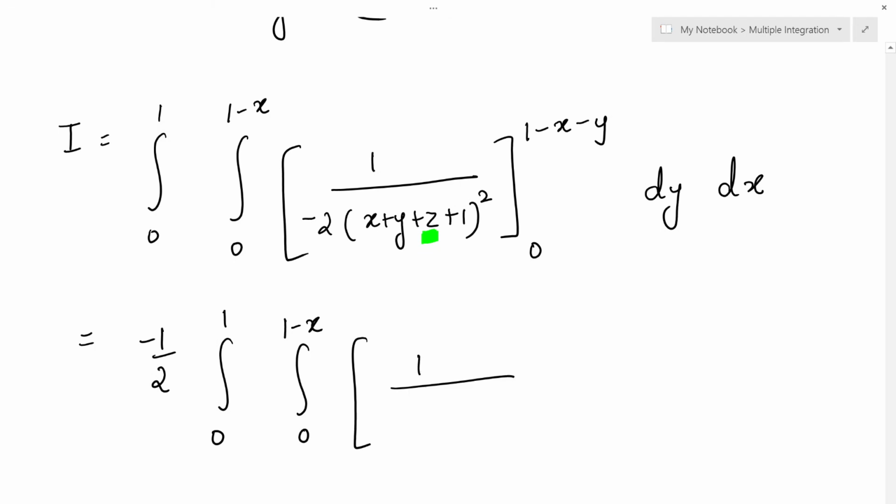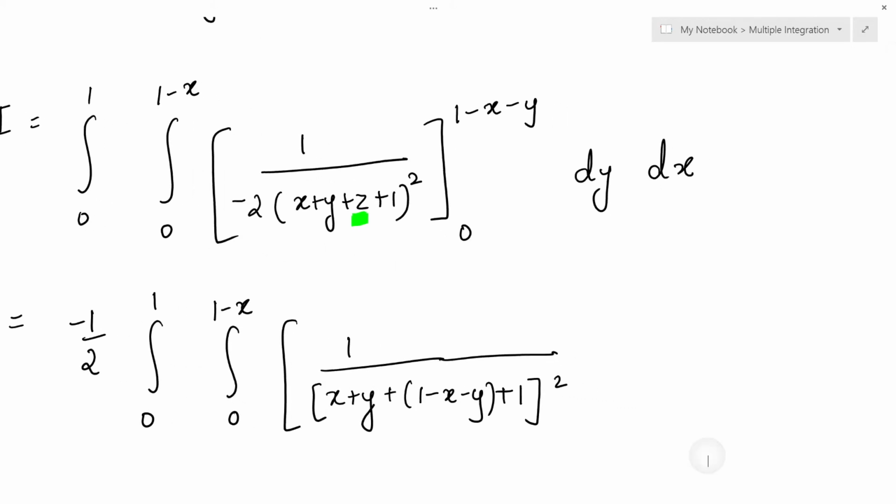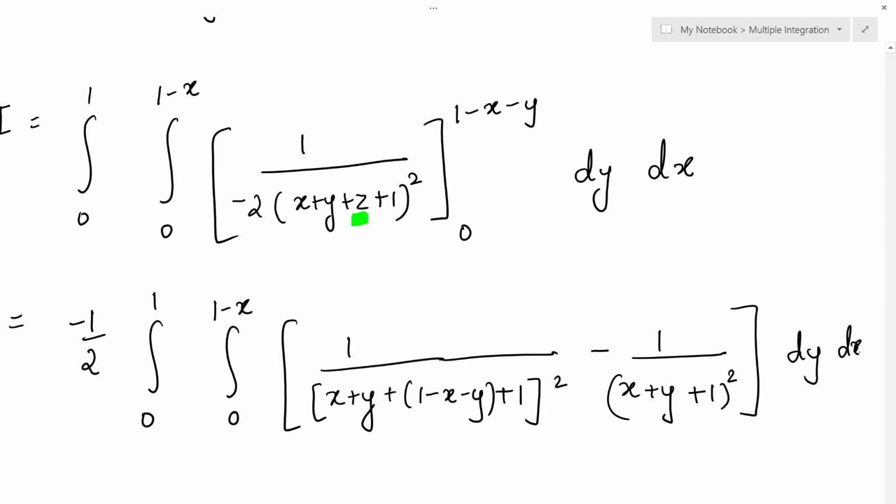So I'll get 1 upon x plus y as it is. And in place of z, you will have to substitute the upper limit. So that will be this way, and it is the whole square. This is my upper limit. Now my lower limit, that is 1 upon x plus y, 0 and 1 the whole square. So this is what I have substituted, the upper limit and the lower limit.